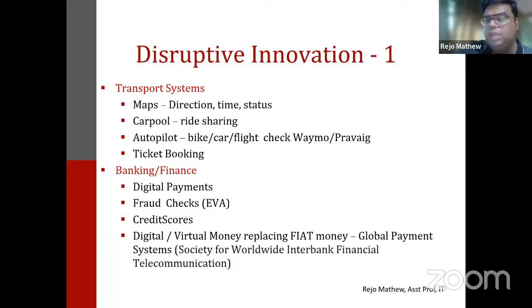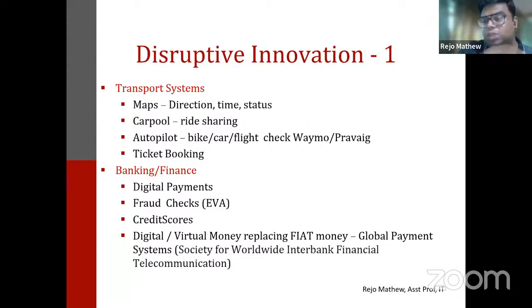And the fourth most important point is the replacement of fiat money. Fiat money is basically the currency that we use. Every country uses their own currency, which is called fiat money. But now you can see a transformation, more and more countries have started to use digital currency or virtual money, trying to replace it so that the dependency on the global payment system is reduced.